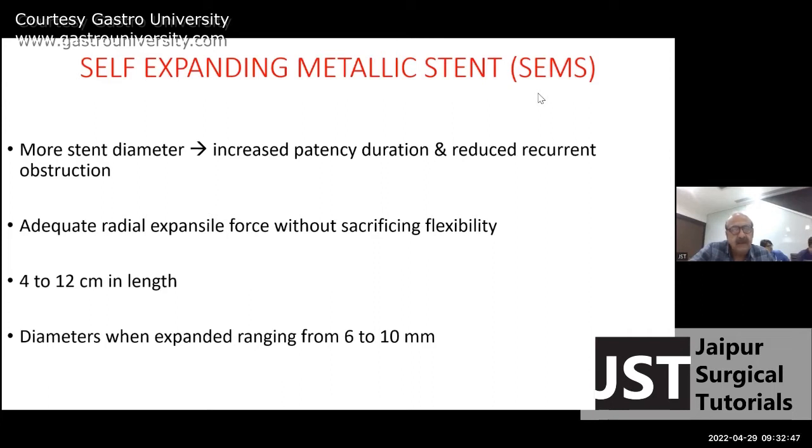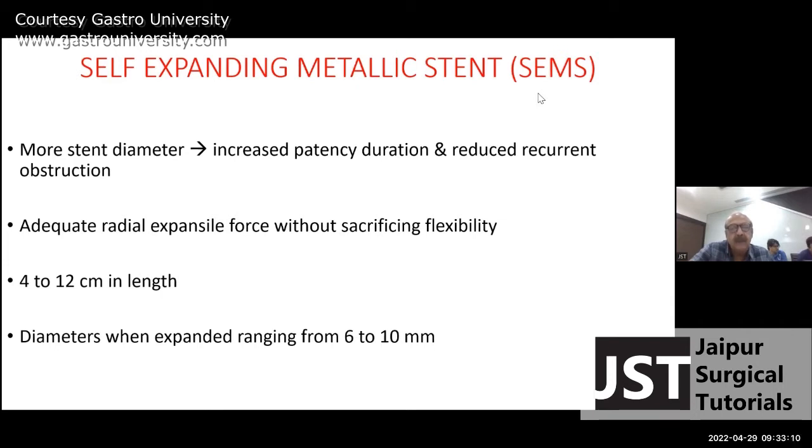Self-expandable metal stents are also commonly used in malignant obstructions, and the advantage is that they have a larger stent diameter. That means it has a diameter of 10 millimeters. So there is increased patency duration, and re-intervention may not be required for recurrent obstructions. It has a radial expansile force.